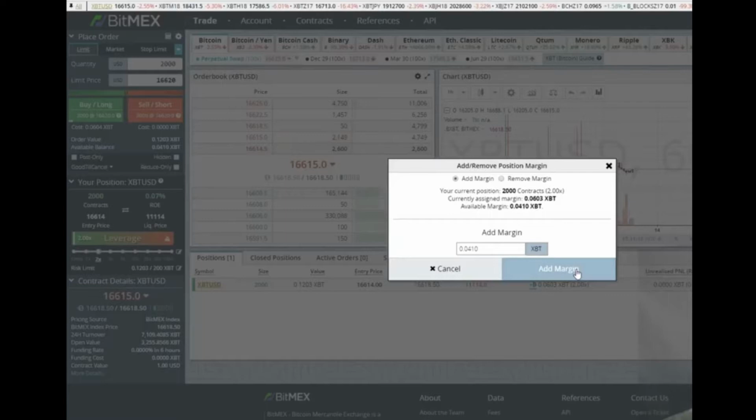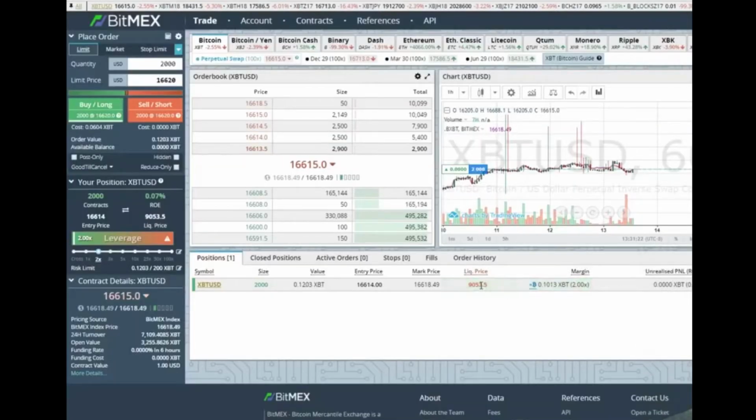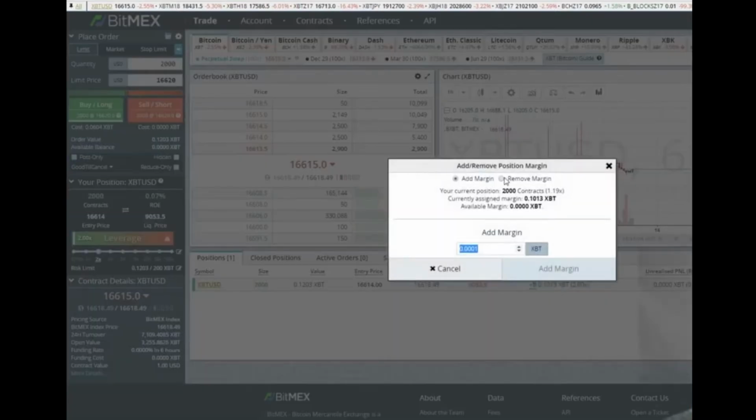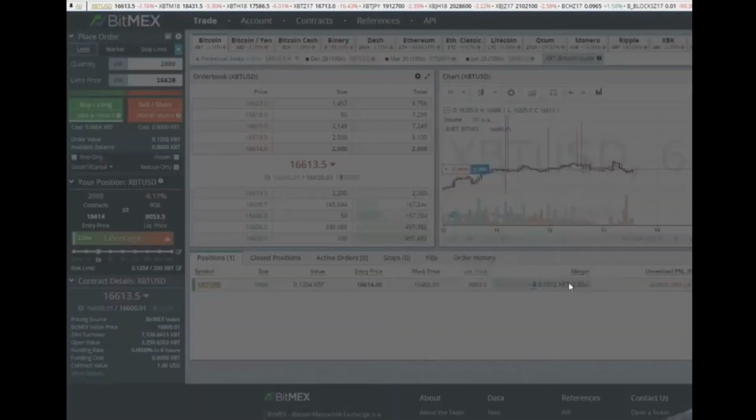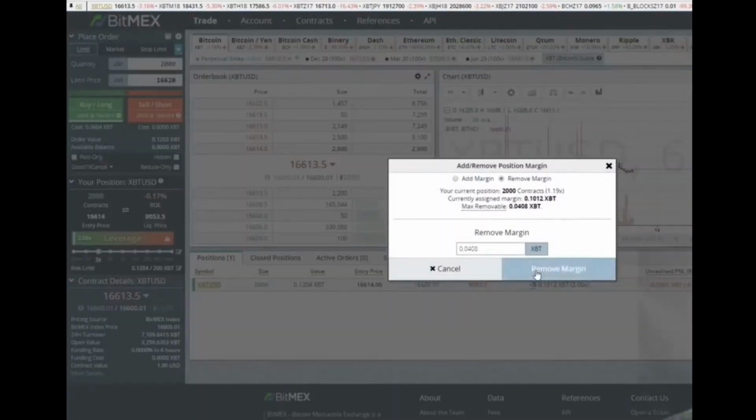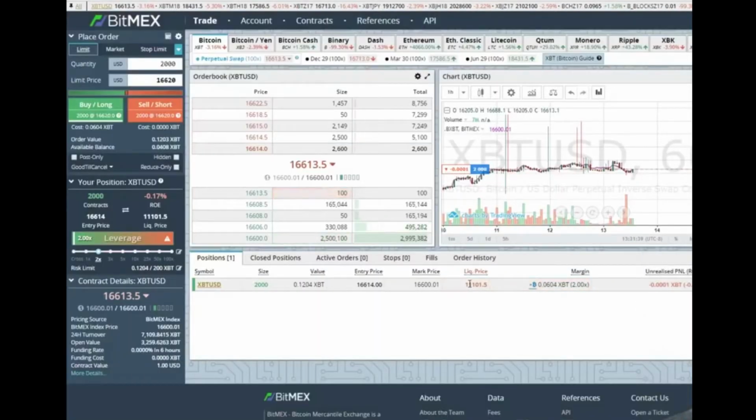Say I wanted to go to bed and I was trading at high leverage, I would increase my margin so that I don't get liquidated while I'm sleeping and I can keep my long or short position open. So when we add the margin, you're going to notice that the liquidation price decreases a lot. Same thing, if you add the margin, you can also remove it. So same way to do it, just remove margin. But you're going to notice the liquidation price goes up. So there we removed it, liquidation price goes up.